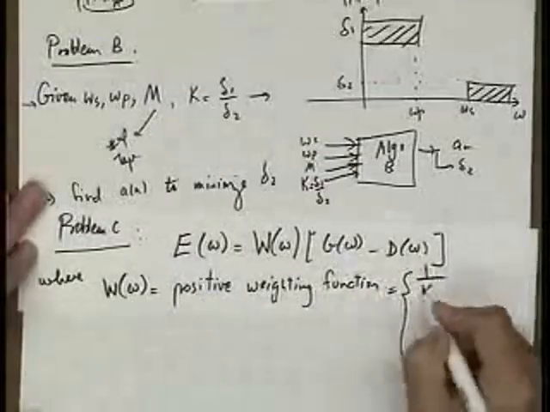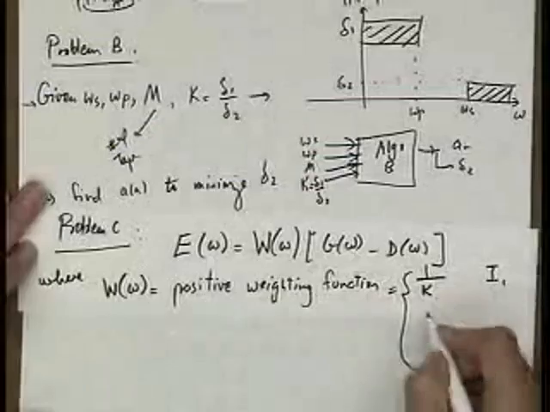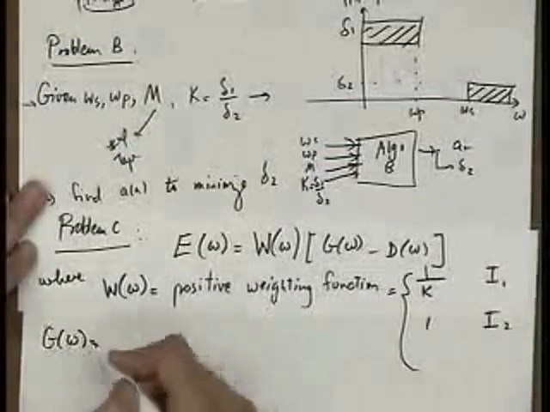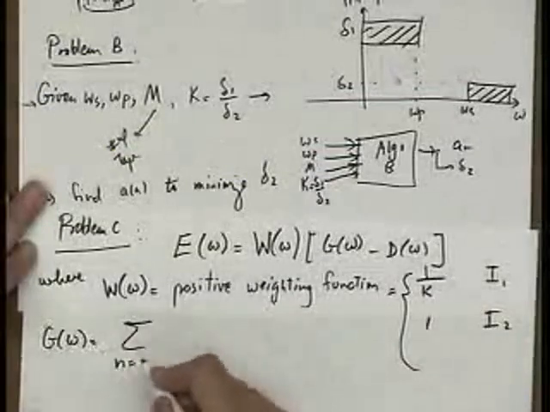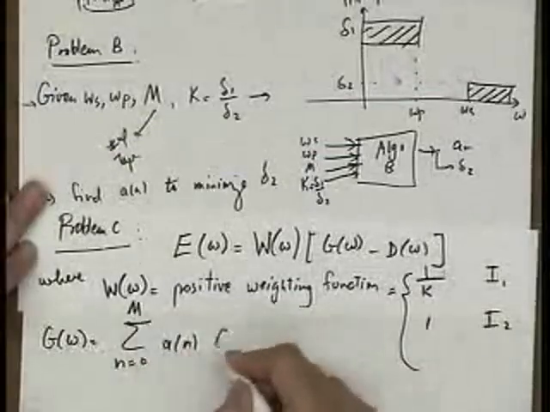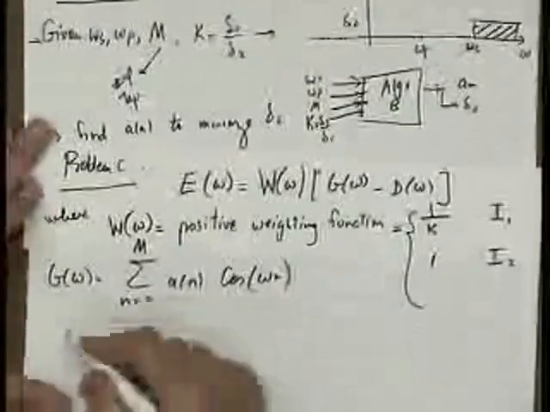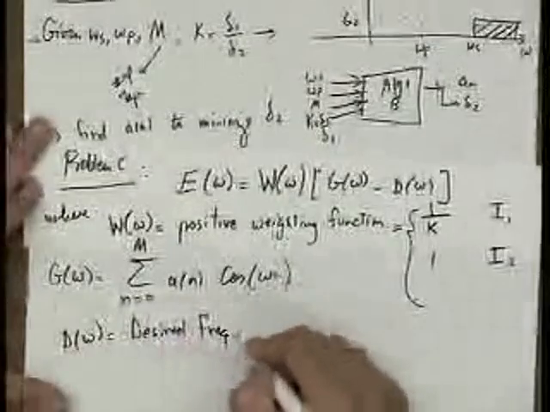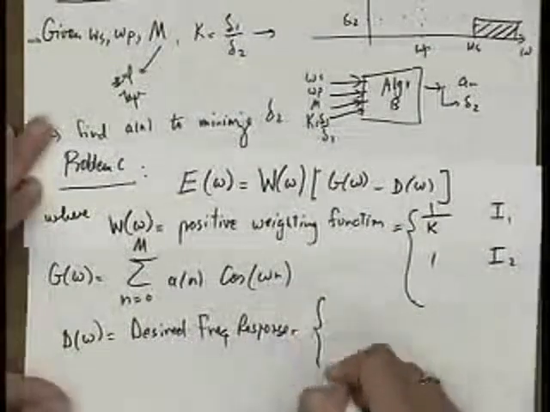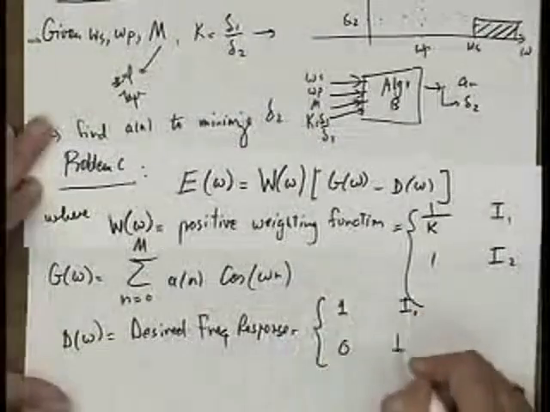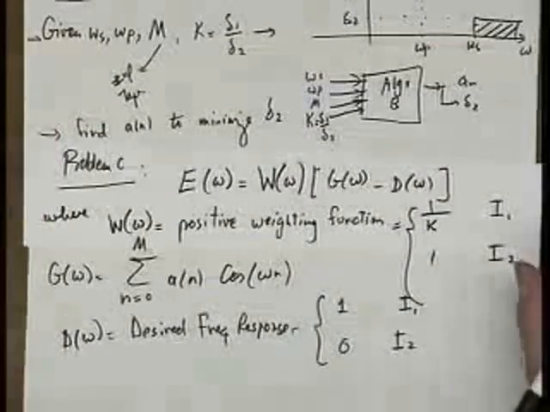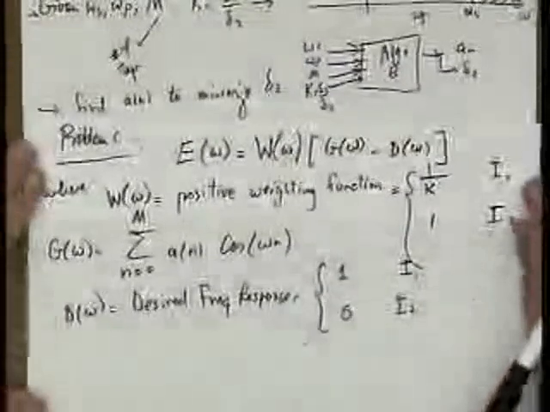And it's equal to 1 over K over some interval I1, and it's equal to 1 over some other interval I2. And G of omega is the good old thing from last time's lecture, which is just the summation from n equals 0 to M of A of n cosine omega n. And D of omega is just the desired frequency response. And it's given by 1 in interval 1, and it's given by 0 in interval 2. And you can already guess what I1 and I2 are. Well, I1 seems to be the pass band, and I2 seems to be the stop band, right?